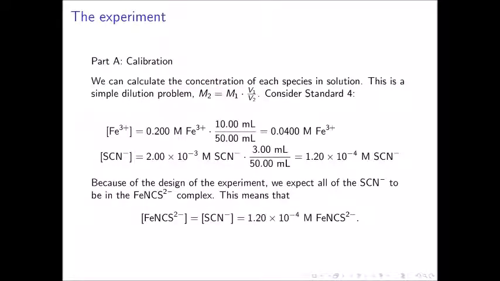Because of the design of the experiment, we expect all of the thiocyanate ion to be in the form of the complex. This means that the concentration of the ferric thiocyanate complex is equal to the concentration of the added thiocyanate, which is 1.20 times 10 to the negative 4 molar.